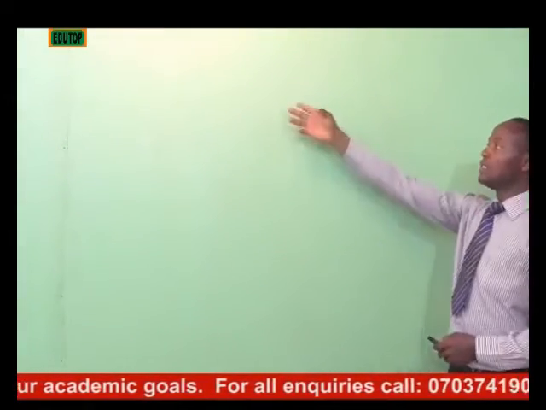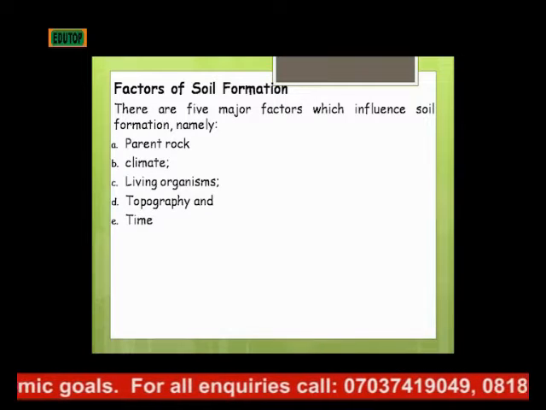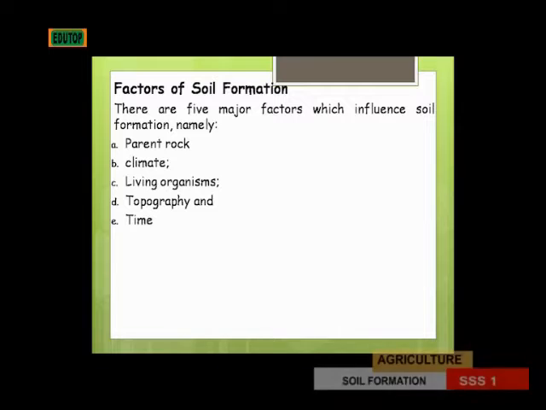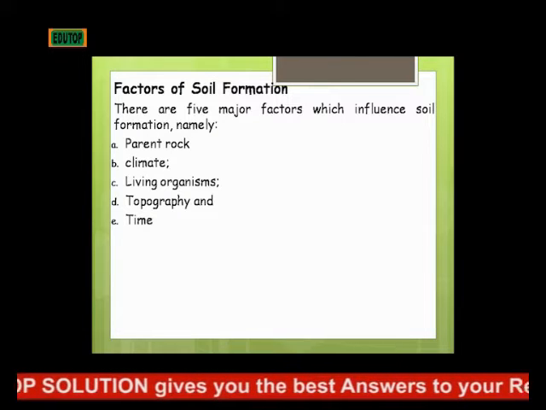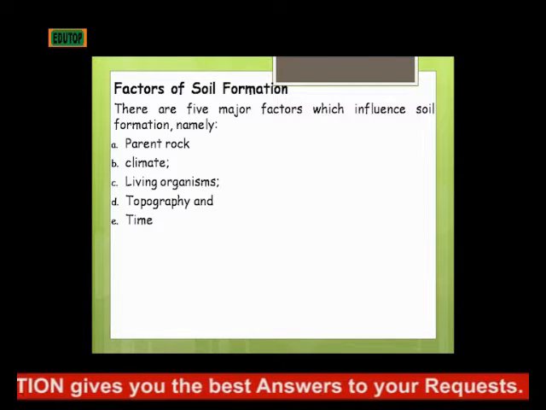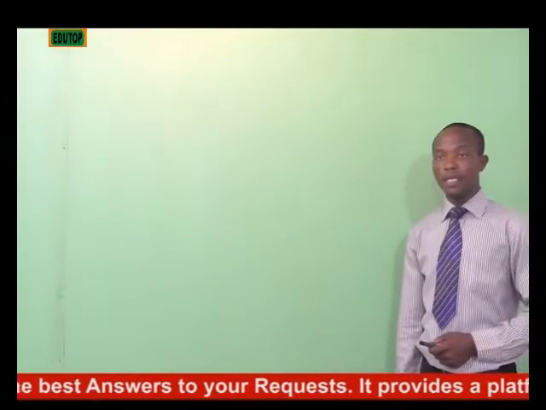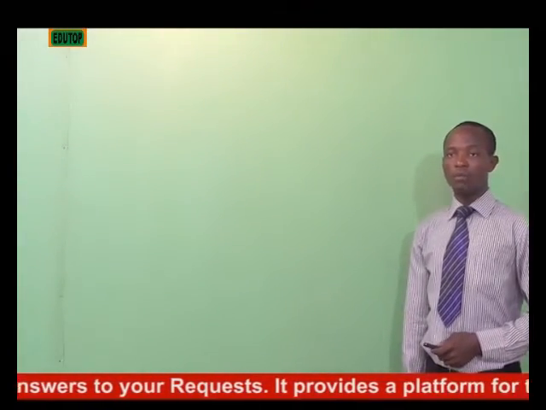Now we'll be looking at the factors of soil formation. There are five major factors which influence soil formation. Namely, we have the parent rock, climate, living organisms, topography, and time. We'll be looking at them one after the other, the first one being the parent rock or material.